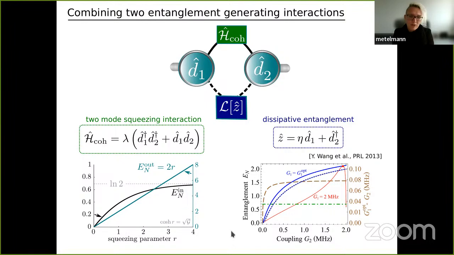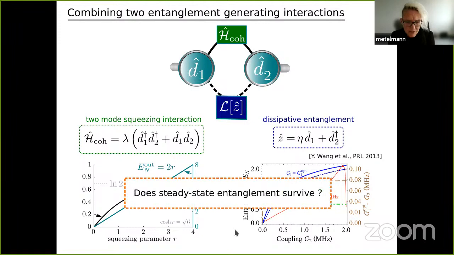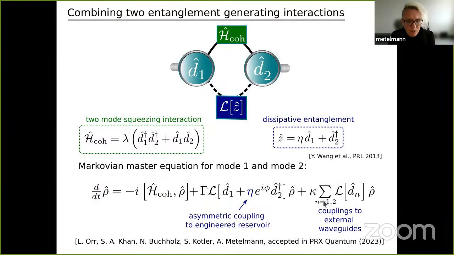And the thing we looked at now is that we combine these two interactions, which also exactly matches our recipe, and realize a non-reciprocal system. So the question we ask: does the steady state entanglement survive or not? We start out from modeling the system in the form of a master equation. We will then also use another formalism to model the output field. But this is just to show you the recipe again. So we have this master equation. We have our coherent interaction with the two-mode squeezing. We will include our non-local dissipator. We allow for some asymmetry in the coupling to the engineered reservoir. And we will have an additional coupling to the outside world.